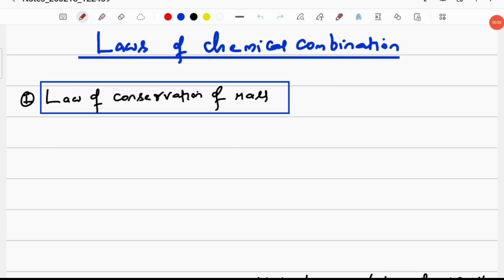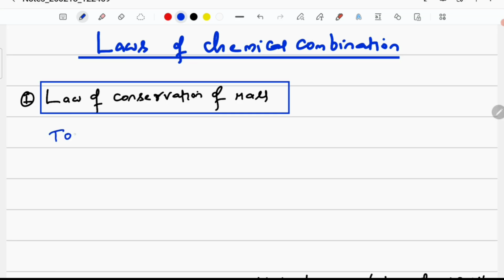Most of the students ignore these basic laws of chemical combination, but many times direct questions are asked based on the chemical laws of combination. Let us see today the important laws of chemical combination. Under the first law of chemical combination, the law of conservation of mass, it is the most familiar law. Most have already studied it even in lower classes. Let us first see the definition of the law of conservation of mass.